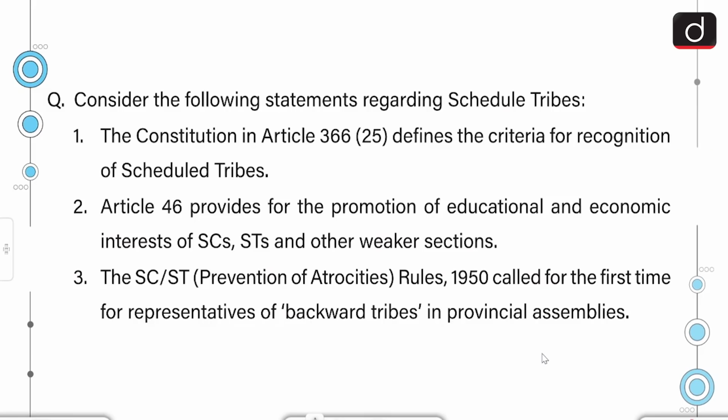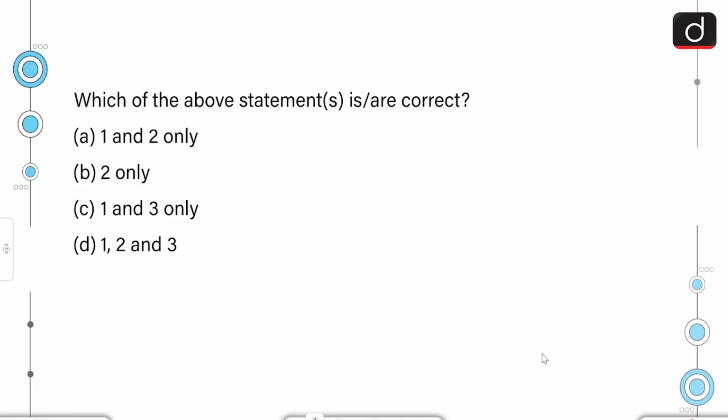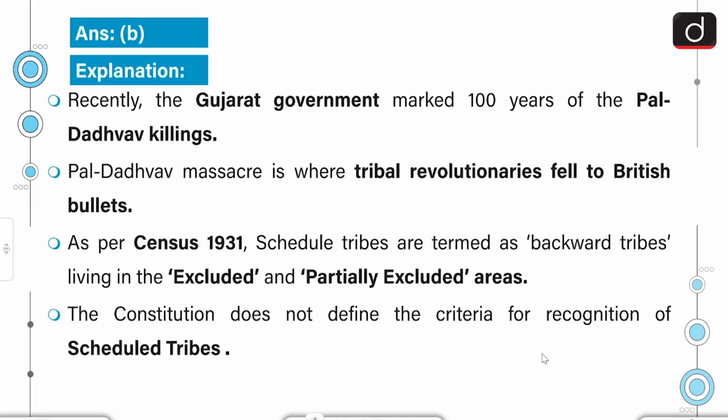Bengaluru. Consider the following statements regarding scheduled tribe. The Constitution in Article 366, Clause 25 defines the criteria for recognition of scheduled tribes. Article 46 provides for the promotion of educational and economic interest of SCs, STs, and other weaker sections. The SC-ST rules 1950 calls for the first time for representatives of backward tribes in provincial assemblies. We have to select the correct statement. Second is correct. B is the correct answer.